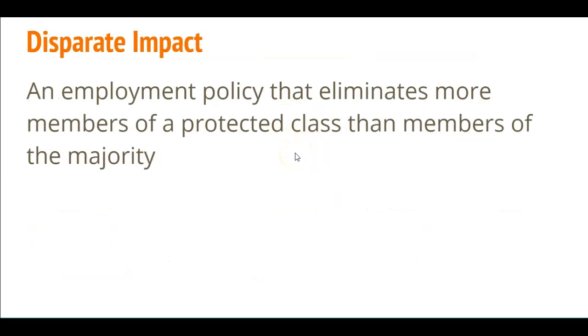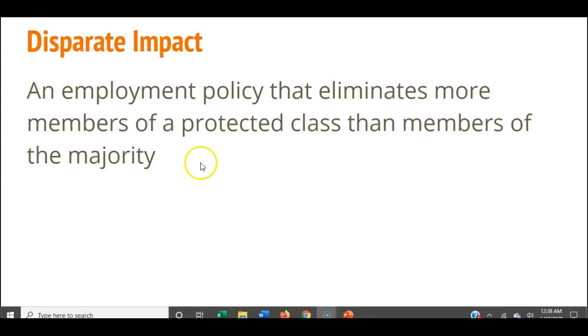Another word, disparate impact. That's an employment policy that eliminates more members of a protected class than members of the majority. So that would mean that you have to insist that somebody can read or whatever. Well, that could eliminate members of a minority group that were predisposed to not having as much education as the majority. So that's what disparate impact is.